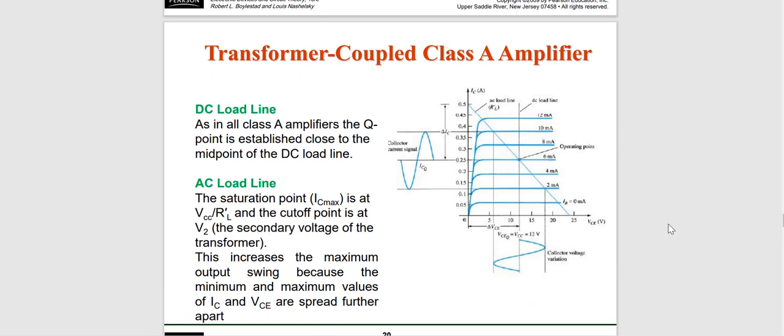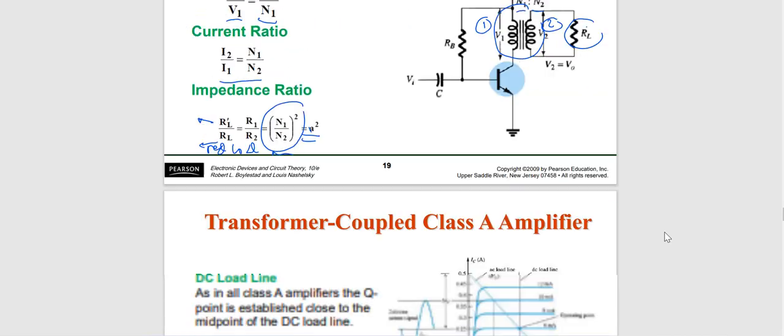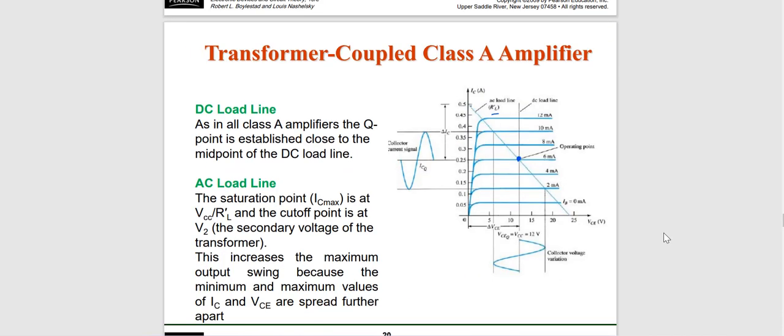In the DC load line, you can see it is a little bit similar to the series fed. If we put the amplifier in class A, we put the operating point in the middle of the load line, and then the saturation point or IC max. This is the AC load line, so this is the R'L because this is the transformed impedance in the transformer. So this is the load line.